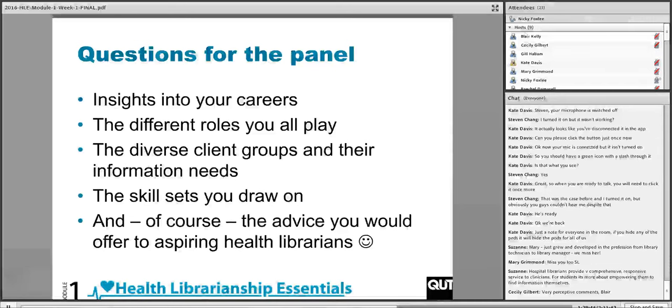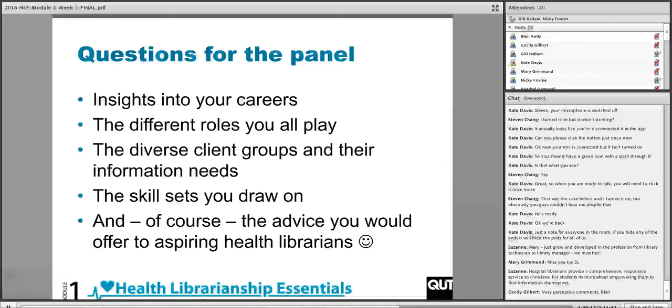The service we offer the hospital is not so different to the service we offer the university. There are a few things that we offer the hospital that we don't offer the university in terms of literature searching. We certainly assist university clients in undertaking literature searches, but we wouldn't do them for them, whereas we do that with the hospital.